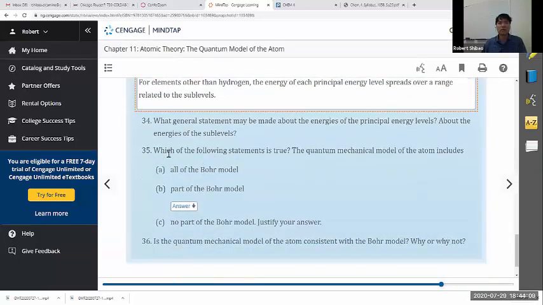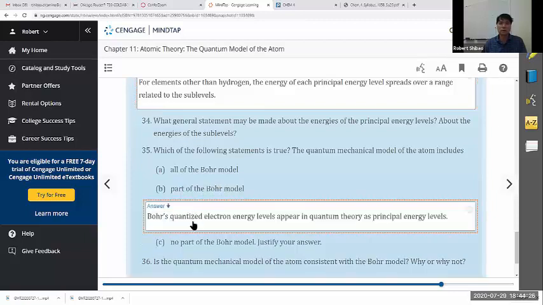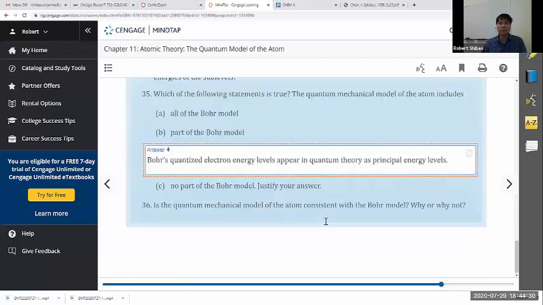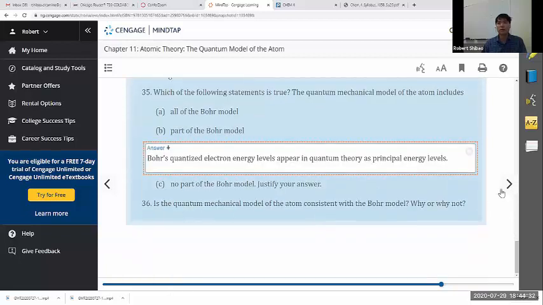All right, skip it. Which of the following statements is true? The quantum mechanical model of the atom includes all the Bohr model. No, that's false. Part of the Bohr model, that's true. The part of the Bohr model, its energies are quantized. That's part of the Bohr model. Energy levels appear, in other words, quantized energy levels.